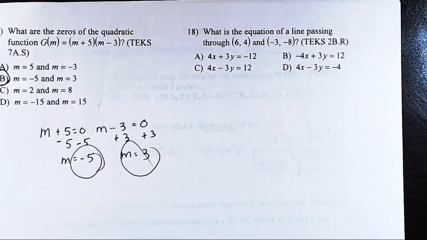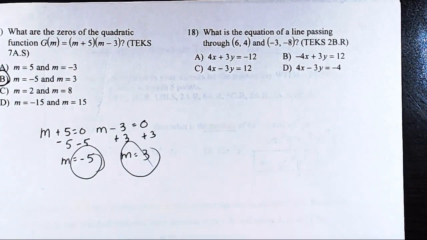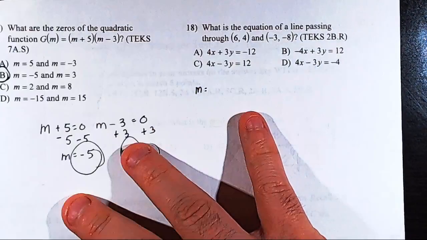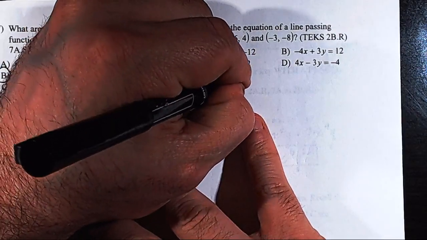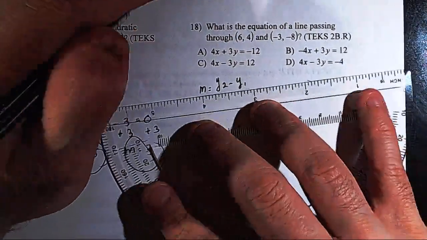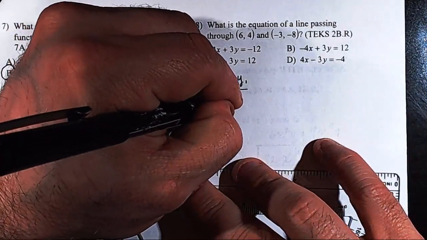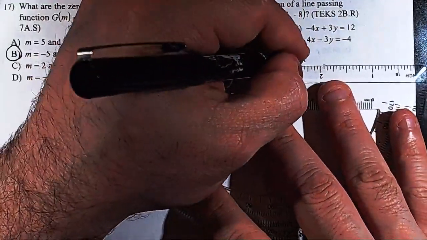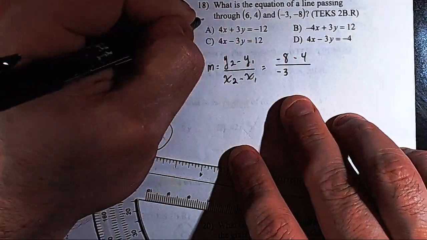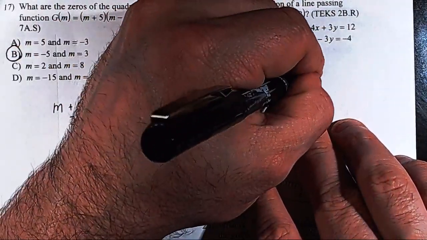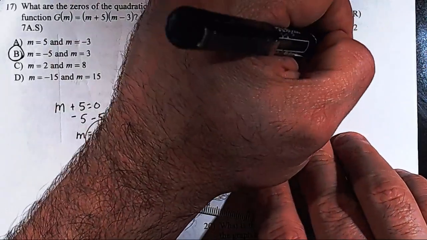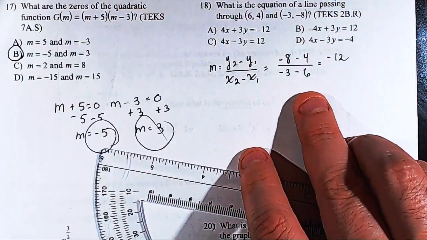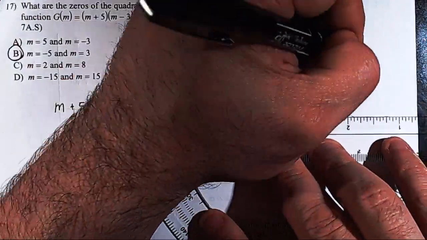Number 18. What is the equation of a line passing through (6, 4) and (-3, -8)? If I'm going to solve this the old-fashioned way, first I'm going to find the slope. (y2 - y1) over (x2 - x1) equals, now y2 is -8, minus y1 which is 4, over x2 which is -3, minus x1 which is 6. So I've got -8 - 4, which is -12, over -3 - 6, which is -9.